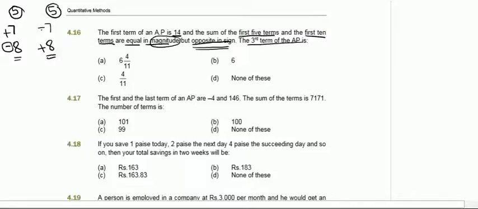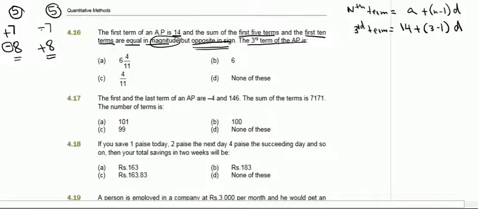The third term of the AP is, so we have to actually find the third term. We know that nth term is equal to a plus (n minus 1) d. If we have to calculate the third term, it will be a, which is the first term, plus (3 minus 1) into d, which will be 14 plus 2d. Now we don't know the value of d, therefore we are stuck over here. We cannot calculate the value of the third term at the moment.